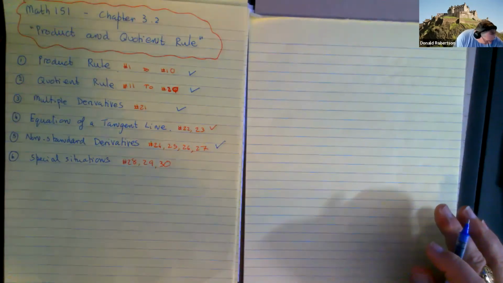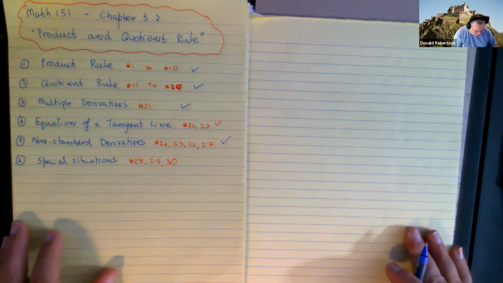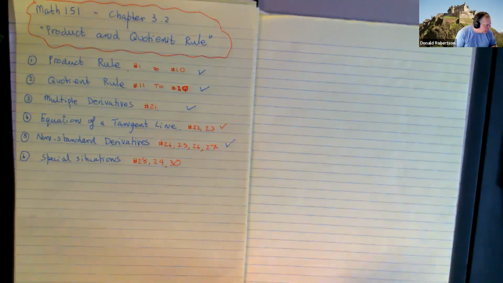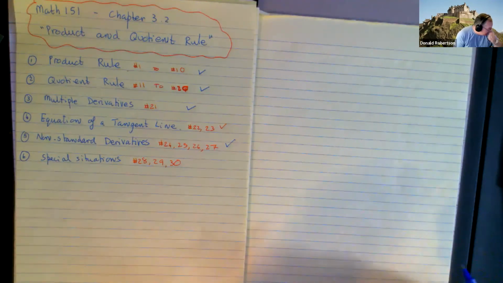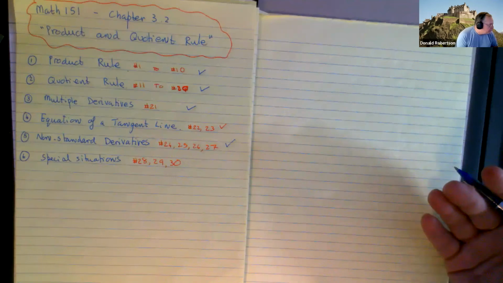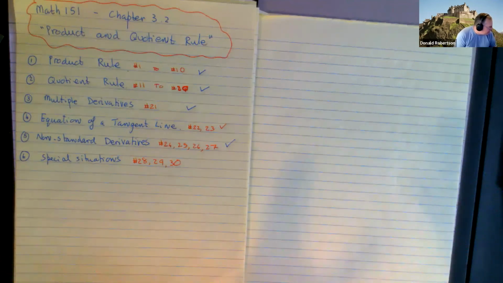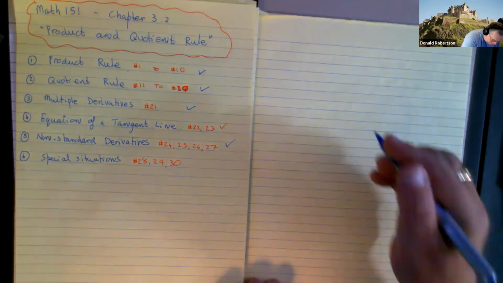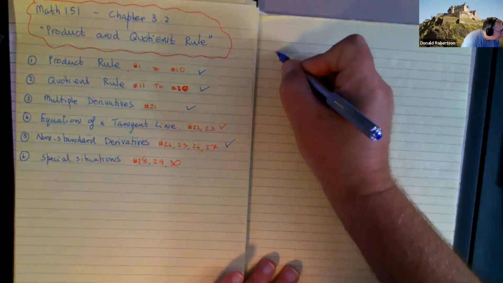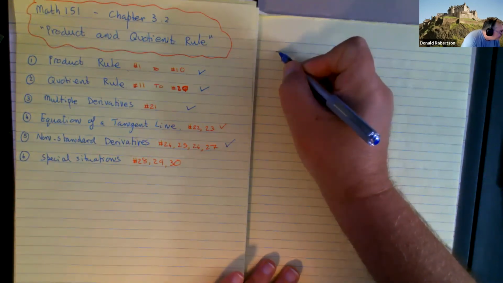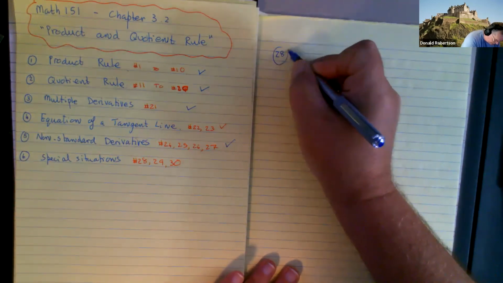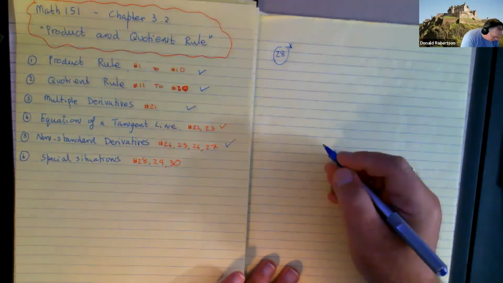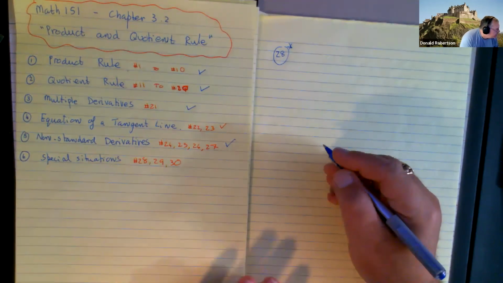So in those situations, something's just not as normal, right? You have to do something to make it work better, like a product rule and a quotient rule mixed together, that type of thing. So this is going to be question 28, our first one of the special situations.